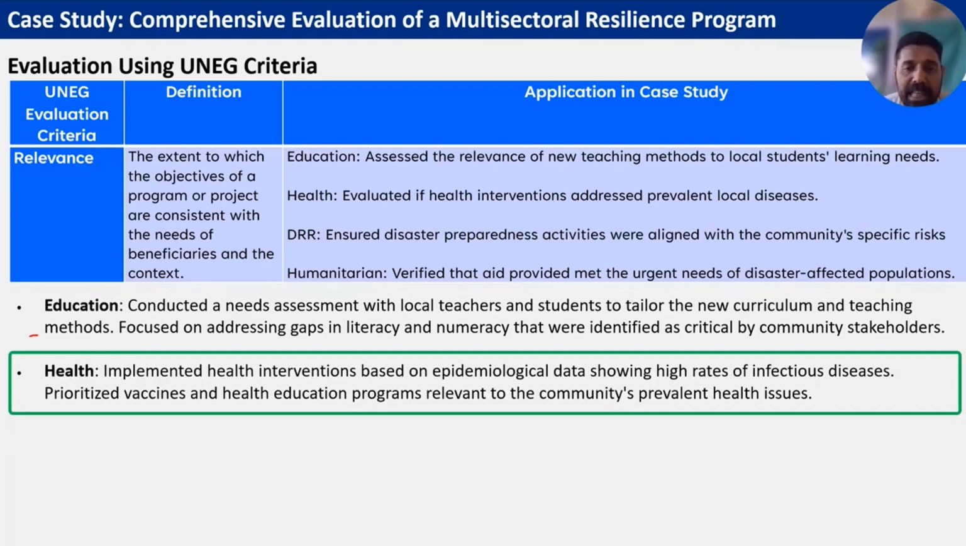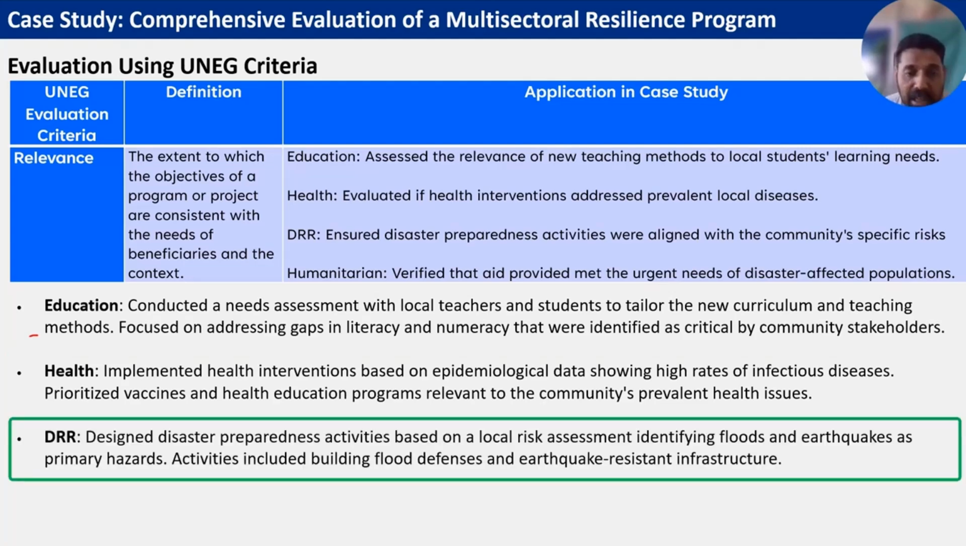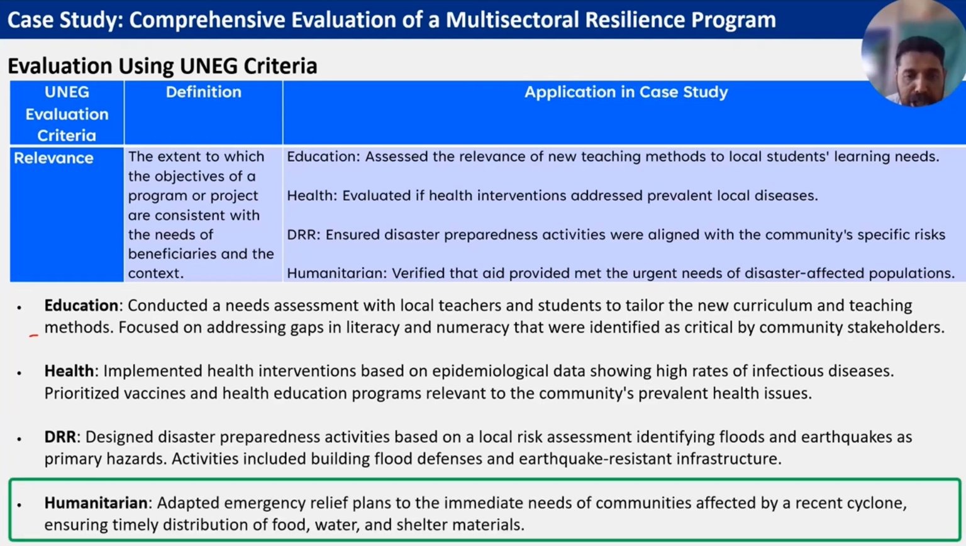In health, we implemented health intervention based on epidemiological data showing high rates of infectious disease, prioritizing vaccines and health education programs relevant to the community's prevalent health issues. Similarly, in DRR, we designed disaster preparedness activities based on a local risk assessment, identifying flood and earthquake as primary hazards. Activities included building flood defenses and earthquake-resistant infrastructure. In humanitarian, we adapted emergency relief plans to the immediate needs of the community affected by a recent cyclone, ensuring timely distribution of food, water, and shelter.